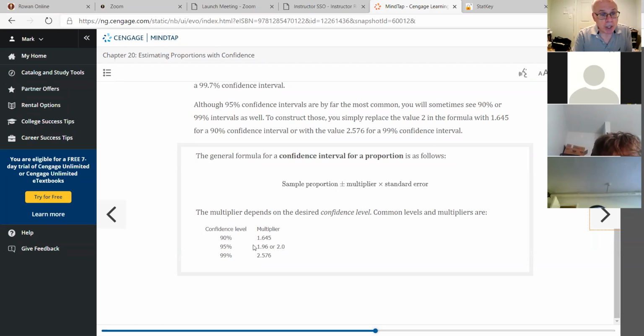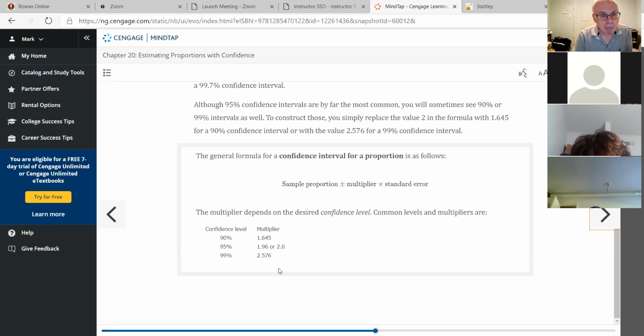Now, what is a confidence level? Confidence level has to do with how confident you are that the interval you've created from the one sample that you have does contain the true population mean or true population proportion. How confident are you? And how do you determine that confidence? Well, the confidence level says the following.